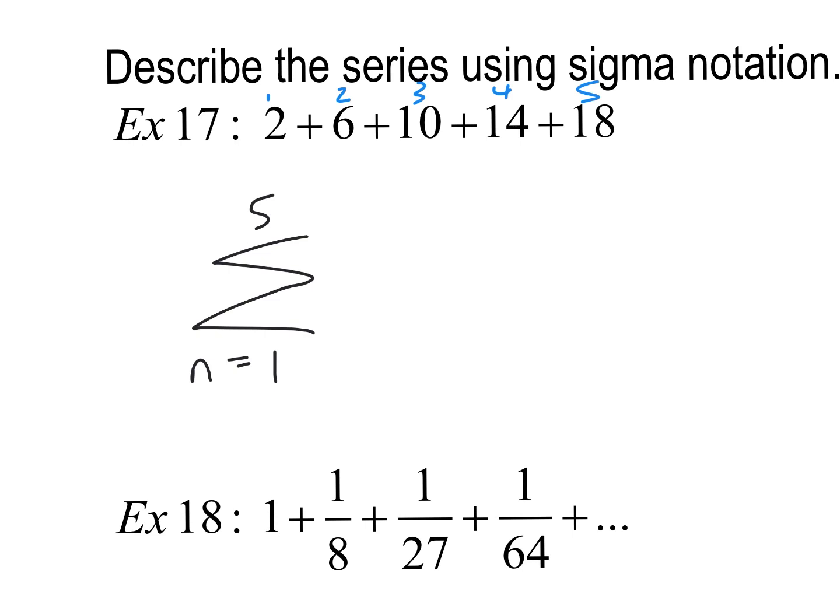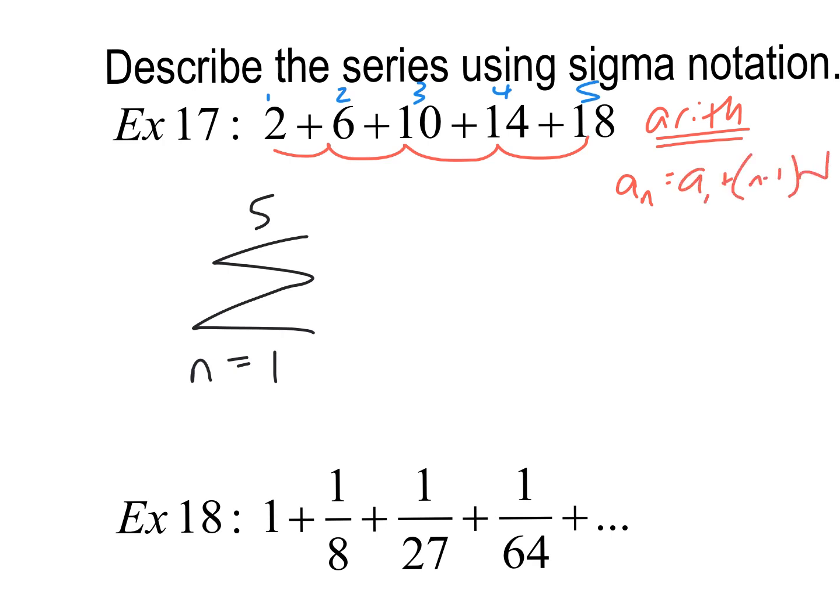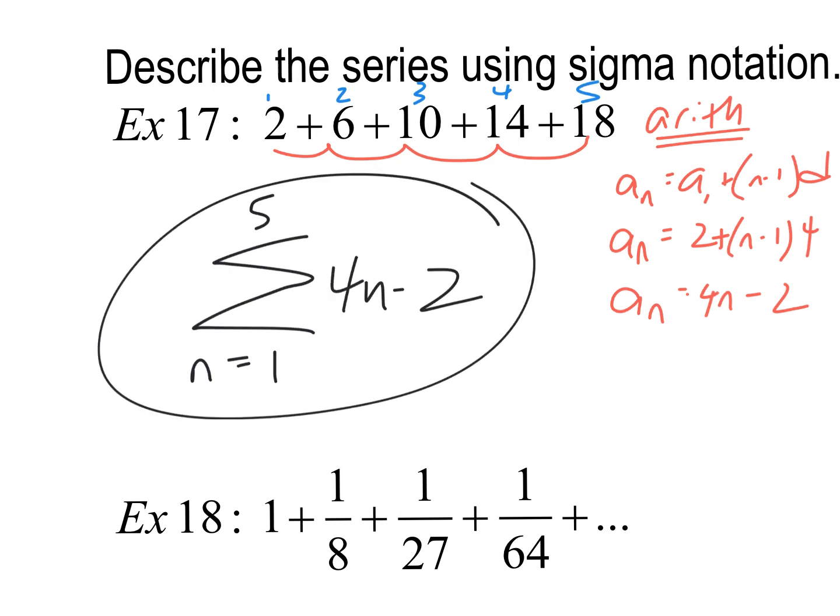And then in this case, are you noticing that we are adding 4 every single time? So this is arithmetic. Remember that formula? A sub n equals a1 plus n minus 1 d. Let's plug in all of our stuff. The first term is 2. The difference is, what was it, 4? So that gives me a sub n equals 4n minus 2. That formula goes right here. And that is how you write it using sigma notation.